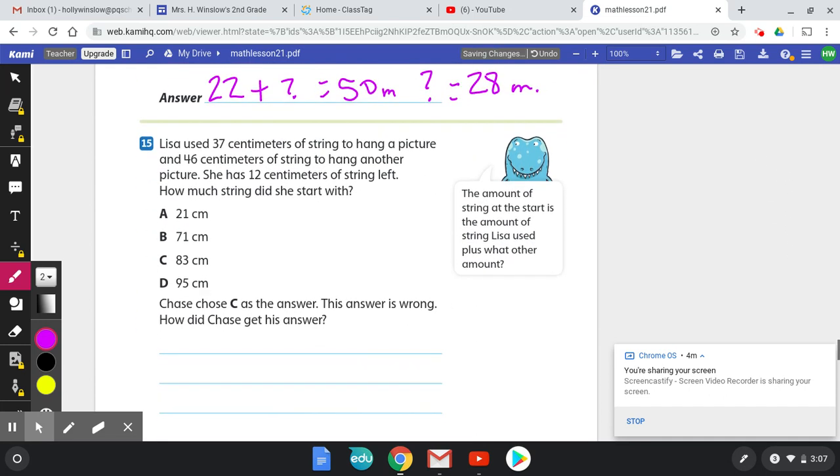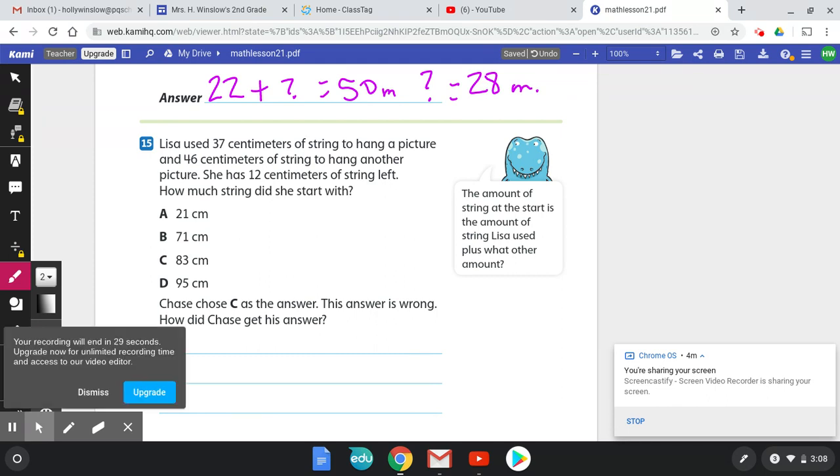All right, last one. Lisa used 37 centimeters of string to hang a picture and 46 centimeters of string to hang another picture. She has 12 centimeters of string left. So how much string did she start with? So what we have to do is just go backwards, guys, and add it together. Let's see. It says Chase chose C as the answer, and that's wrong. So we know that's wrong. So what is the answer?